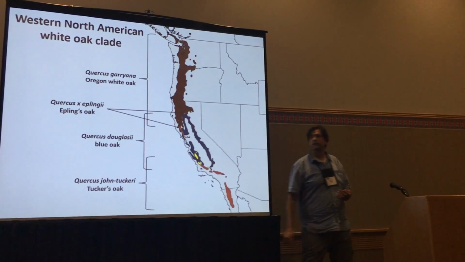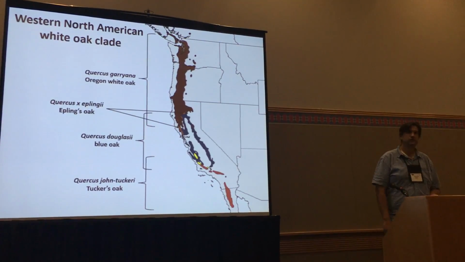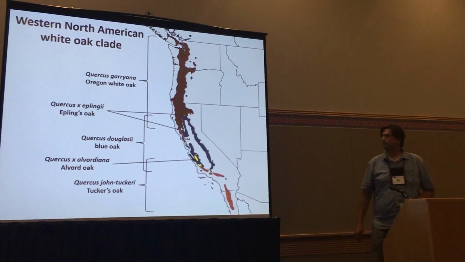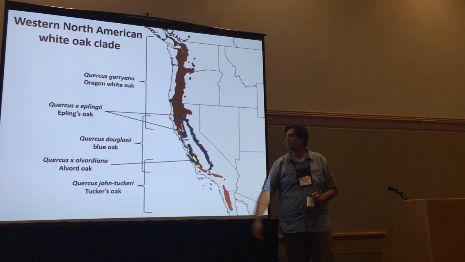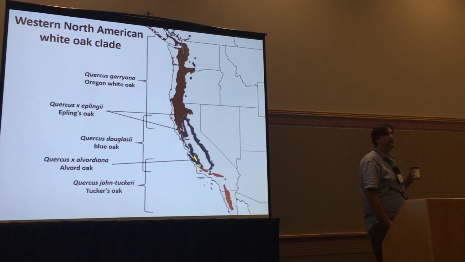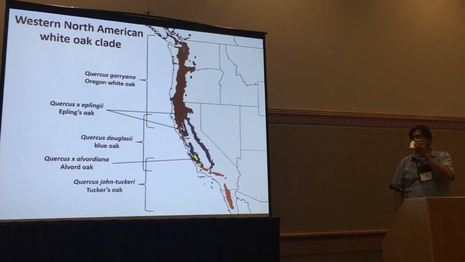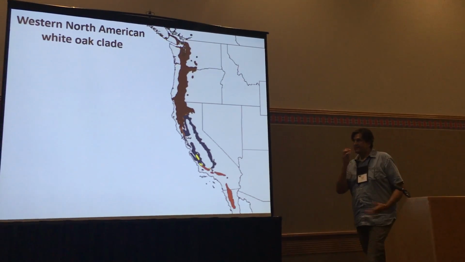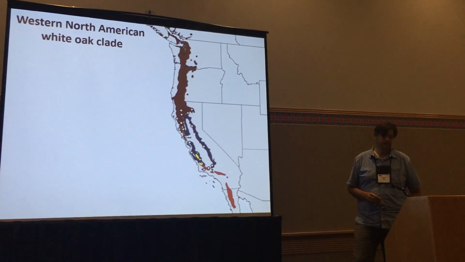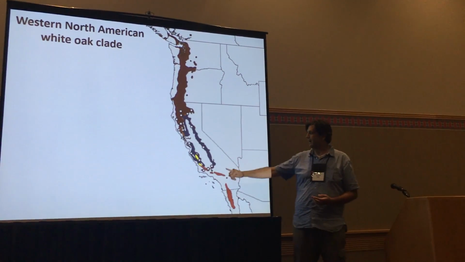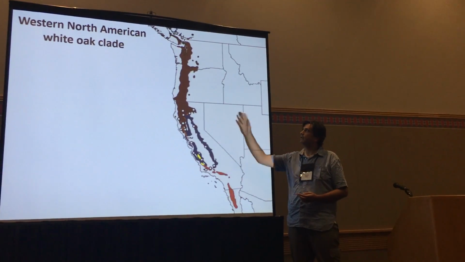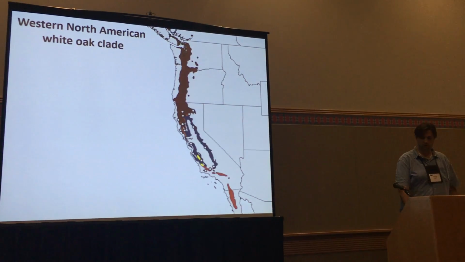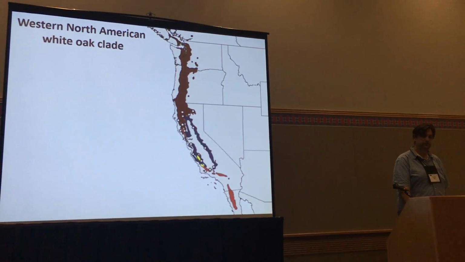So I've shown here overlapping between Garryana and lobata in orange is a named hybrid, Quercus x eplingii. And then overlap between Tucker's oak and blue oak, in the southern part of the blue oak range, is another named hybrid, Quercus x alvordiana. So my sampling is within this area, although it's a little bit more restricted than I wish it was. I haven't gone very far into Tucker's oak, and I haven't gone very far up into Garryana. I focus on blue oak, and just getting just outside the range of blue oak into nearby populations of those other species.